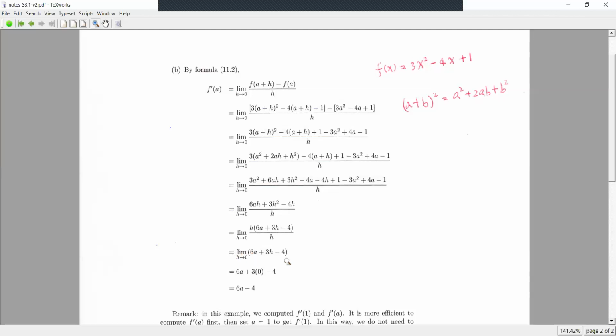In this limit, a is a constant. h is a variable. h is approaching 0. By direct substitution, plug in 0 in h, then the limit is this number. This number is 6a minus 4.